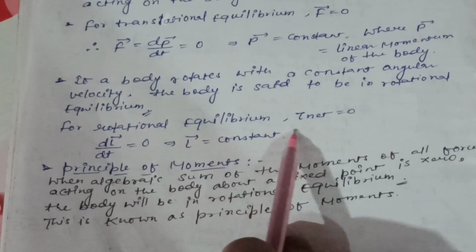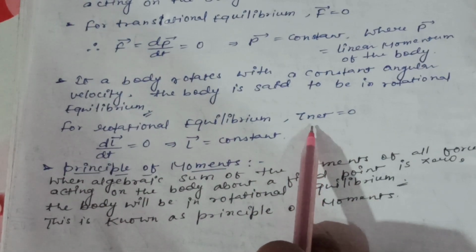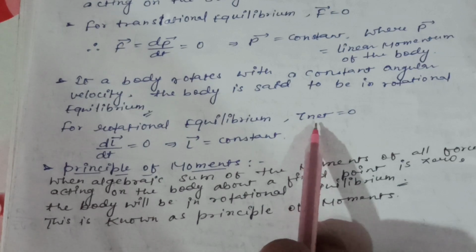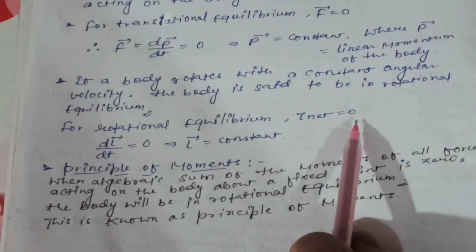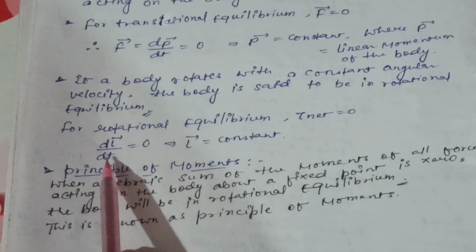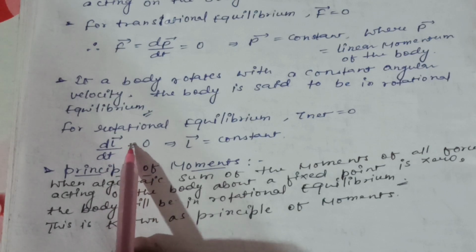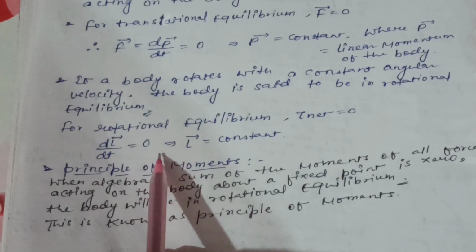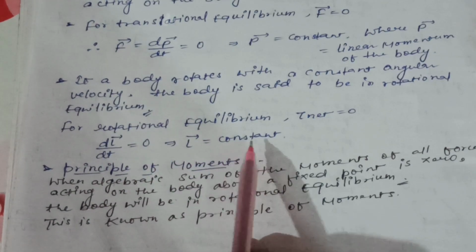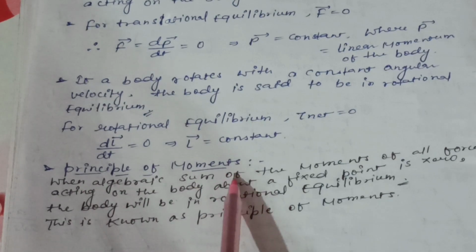For rotational equilibrium, net torque is equal to 0. dL vector upon dt is equal to 0. L vector is equal to constant. Principle of moments.